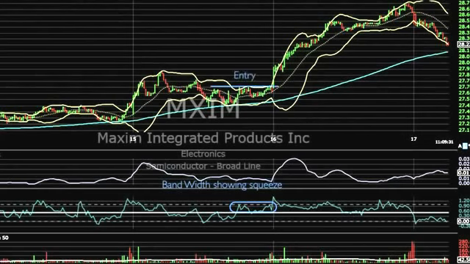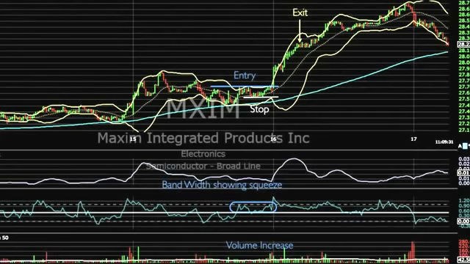The entry is when it takes out that little resistance there, and we get a volume increase. The volume increase is kind of confirming the move. Then we place our stop below that little base there. We can see 6-7 bars in a row. That's a nice place to place your stop.